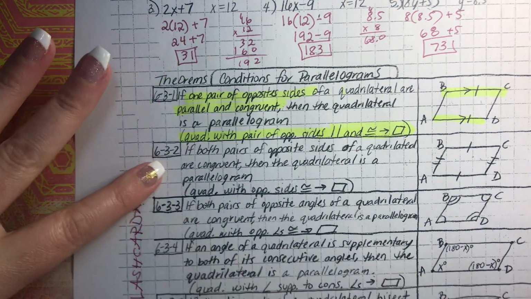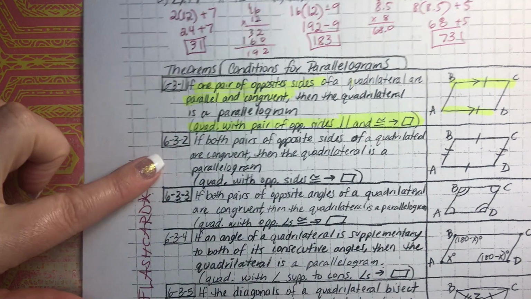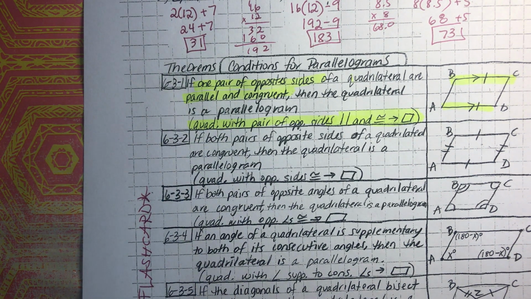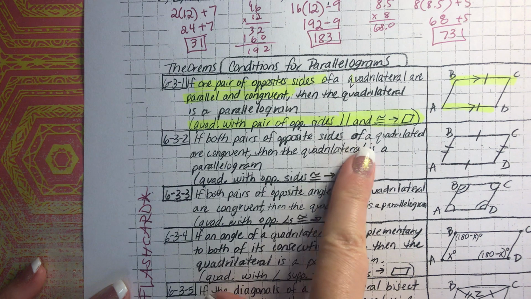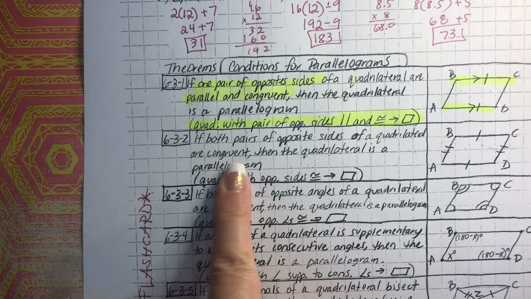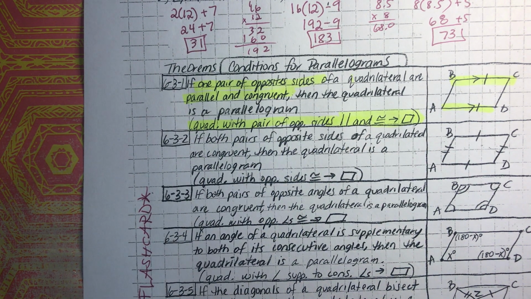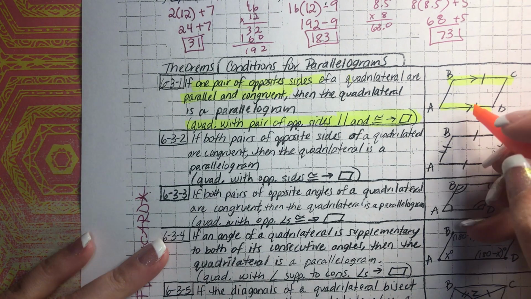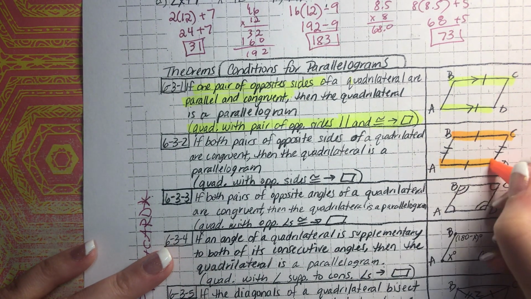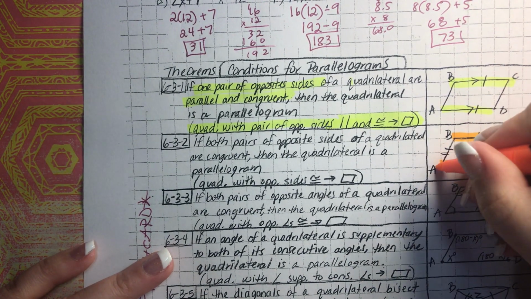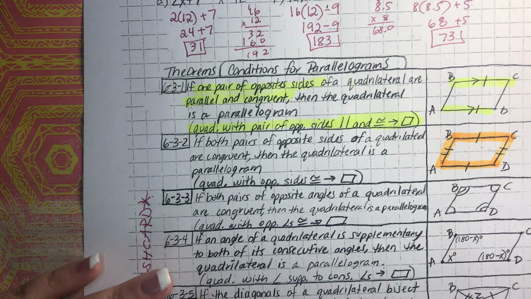The second one is actually really similar to one in the previous lesson. It says if both pairs of opposite sides of a quadrilateral are congruent, then the quadrilateral is a parallelogram. So if you have both pairs of sides, these are congruent and these are congruent, then you have a parallelogram.